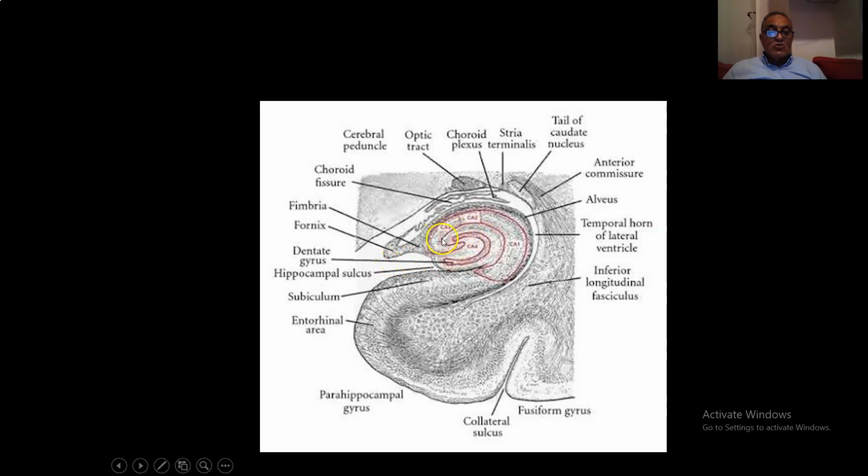This seahorse is carrying on its surface a hat. The hat is called the alveus. The hat has fringes. The fringes are the fimbria, and he's carrying on his head a bag of water, which is the temporal horn, Ammon's horn, the temporal horn of the lateral ventricle. So the hippocampus is forming the floor of the temporal horn of the lateral ventricle.